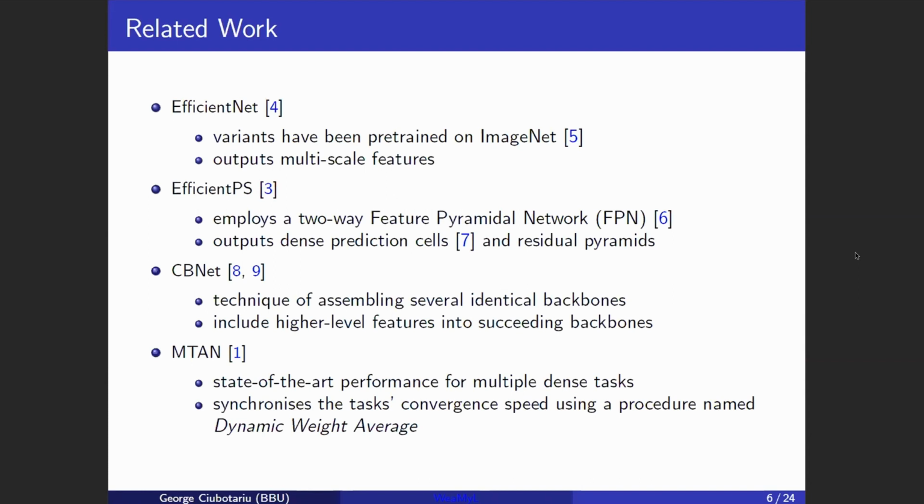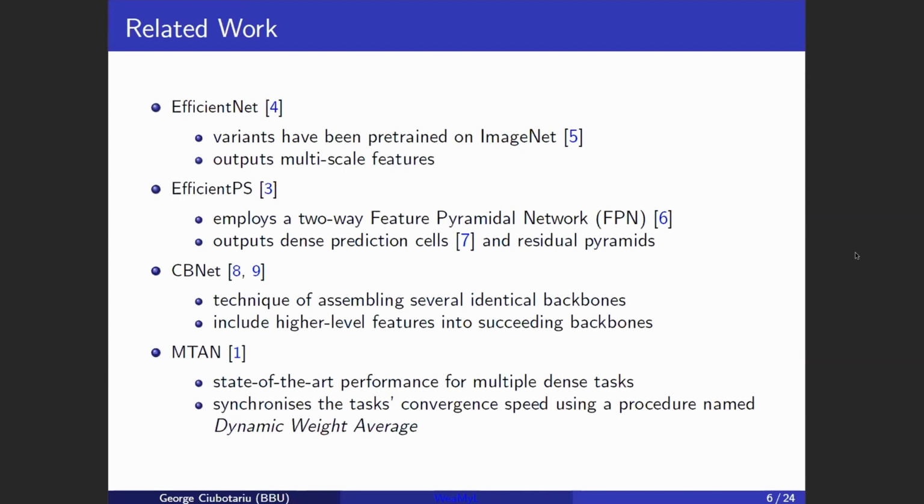So then, another important thing is the CBNet, which is the composite backbone network. There are two of them, the V1 and V2, which implement something similar to us. However, they rely on using the same architecture for the backbones, and they use something like a flattened RNN model, meaning that it offers higher level features into succeeding backbones, which increases the performance and minimizes the loss of the extraction means.